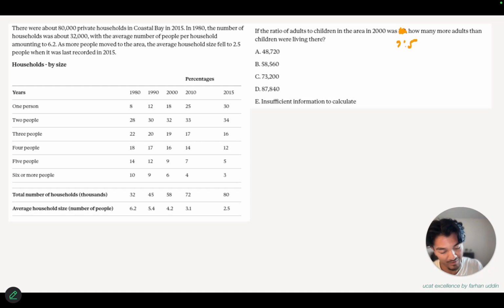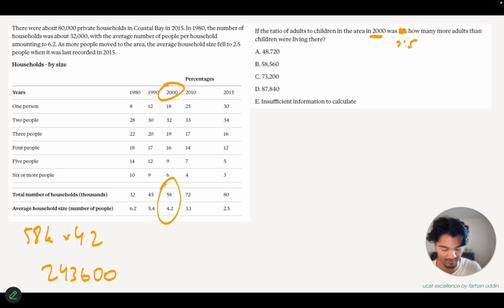So we know that if the ratio of adults to children living in the area in 2000, we've got the total amount of people living there, 58,000 times 4.2, that gives us the answer of 243,600. So that's the total population that we're working with. Now the question's asking how many more adults than children were living there if the ratio between them was 7:5.